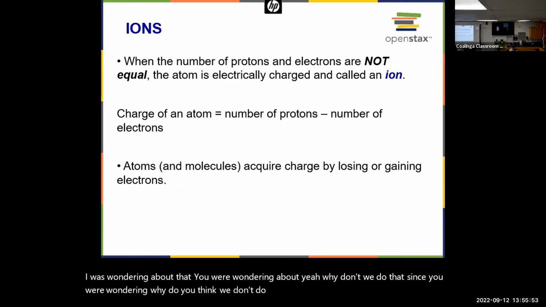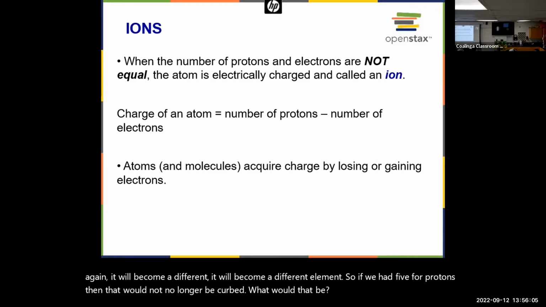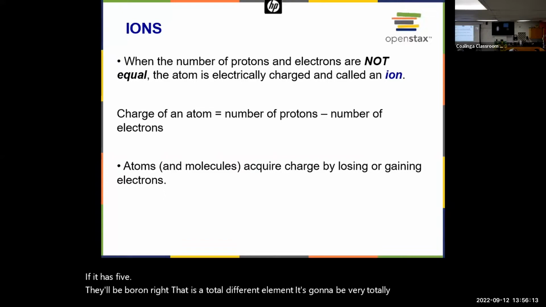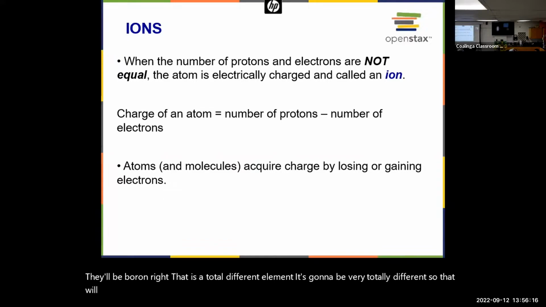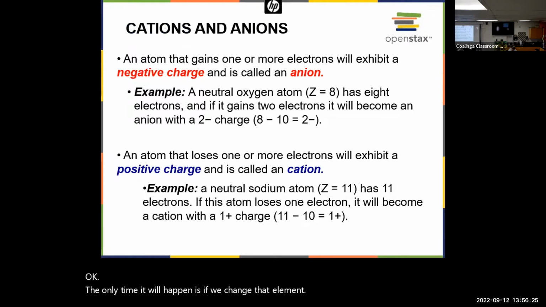Because it will become a different element. So if we had 5 protons, then that would no longer be the same element. What would that be? If it has 5, it would be boron, right? That is a totally different element. So that will never happen. The only time it will happen is if we change that element, which we're not going to do, right? Okay, good.